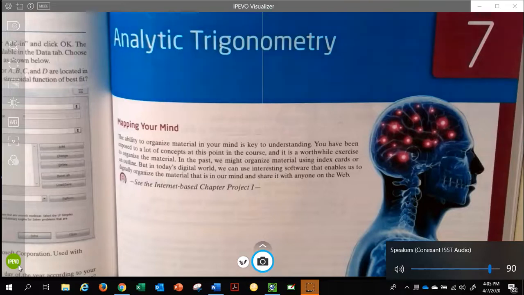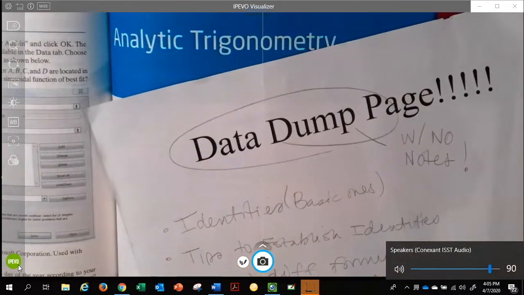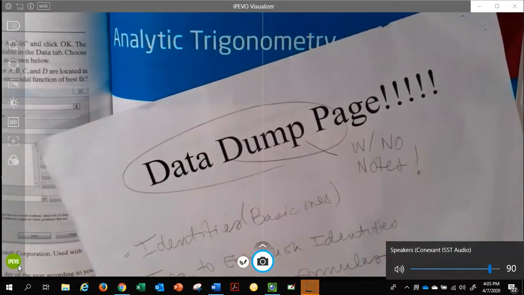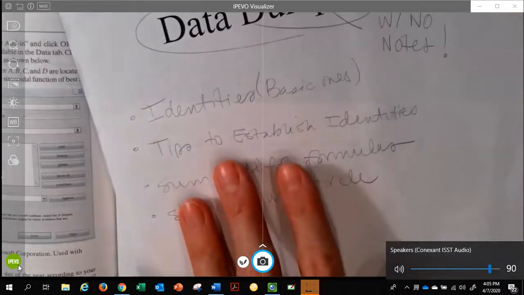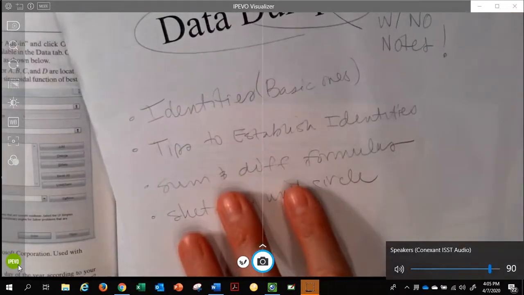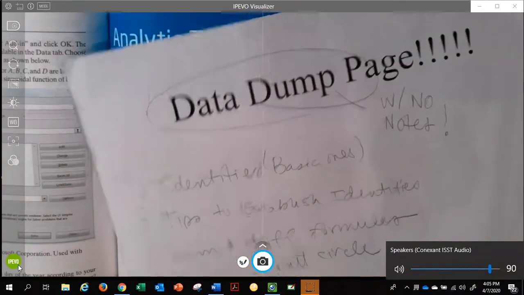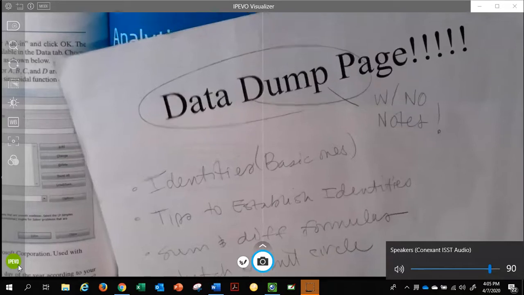And I'm going to push you to get a data dump page practiced and ready to do the day of the test. And so you see right here is a data dump page, and all that means is you have a piece of paper, and when you're ready to start the test, then you can start dumping down information like identities, tips, some difference formulas, the half angle, the double angle formulas. And when you do that without looking at notes, you may use this paper during the test. But you can't pre-make this paper. That's cheating. So this is called a data dump page.